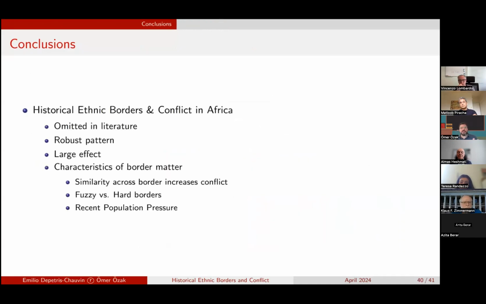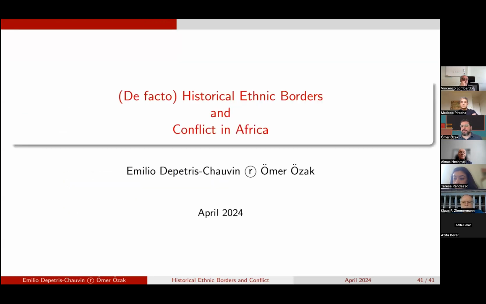And so the conclusion is that historical ethnic borders and conflict is a question that's been omitted in the literature. We have a very robust pattern and we find a very large effect, and we provide evidence that characteristics of the border matter. So similarity across the border increases conflict. We find that conflict is larger at fuzzy versus hard borders, and especially high in places where you've had a lot of population pressure. And I think I finished right on time.